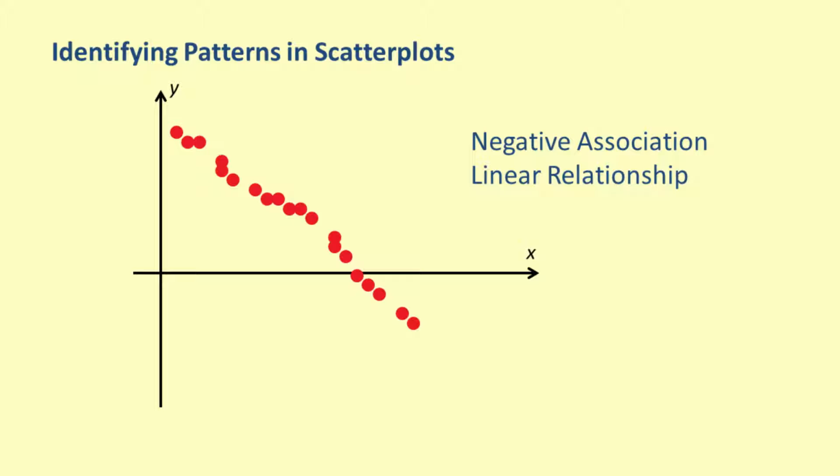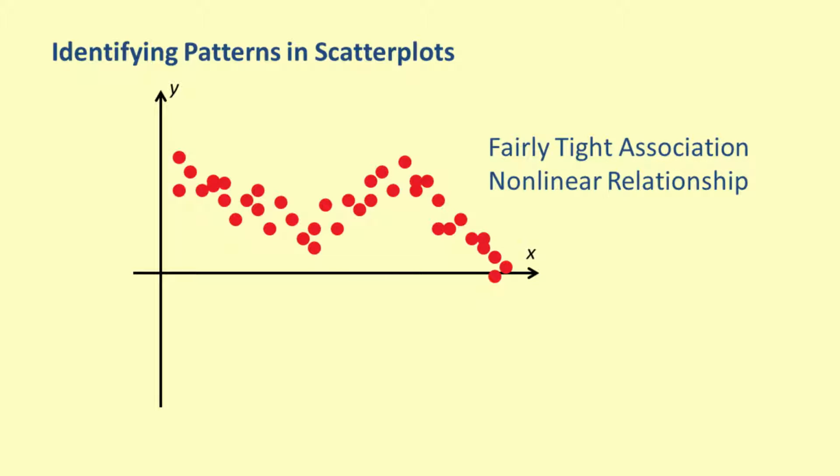If the cluster of points tends to follow a curve, then we say that x and y have a fairly tight association to the curve. Here, we can see that the points have a similar behavior to that of a sine or cosine graph, so x and y have a nonlinear relationship. In a case where this cluster of points strictly followed the path of a curve, we could say that the points have a perfect nonlinear relationship.